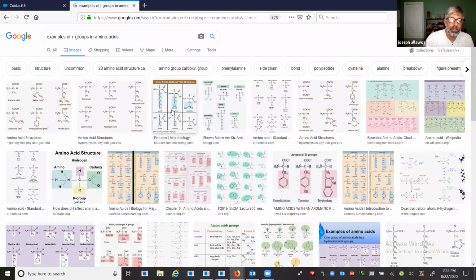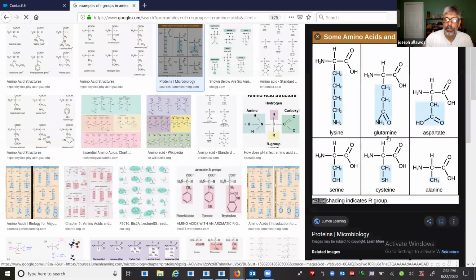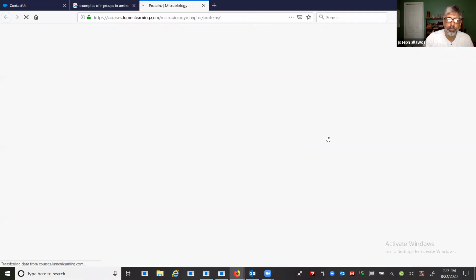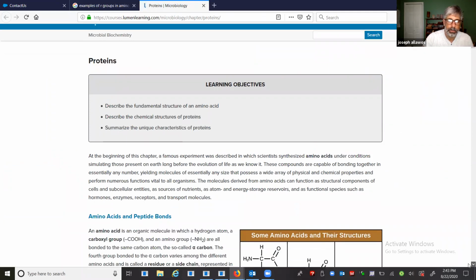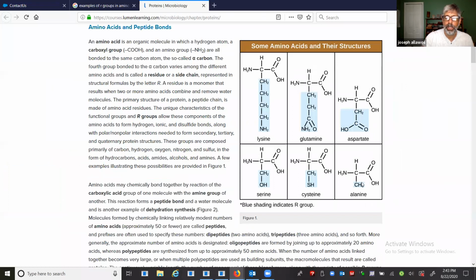So here's a good example. Here's some amino acids. Hopefully if I click on this, I'm going to get this image. Yeah, there we go. So here you go. Here are some examples of different amino acids: lysine, glutamine, aspartate, alanine, cysteine, and serine. And you can see everything stays the same. There's the amine group. There's the hydrogen. There's the carboxyl group. But look, the R groups are different one to the next. And that was what I wanted to show you. There's 20 different R groups.